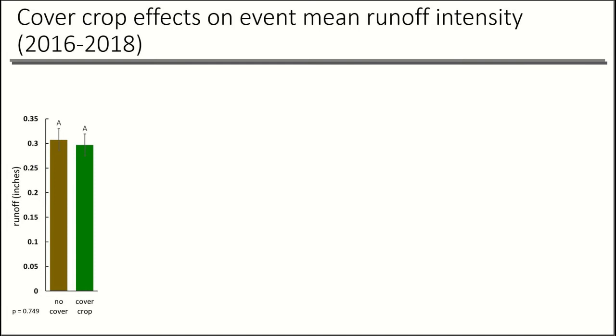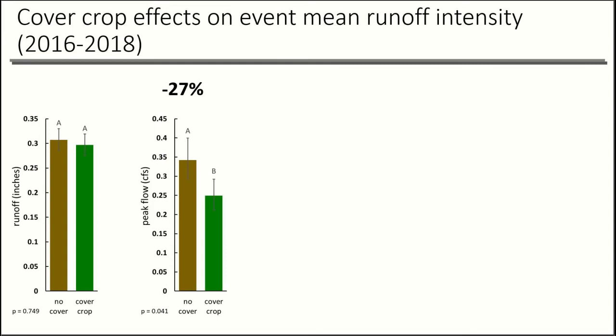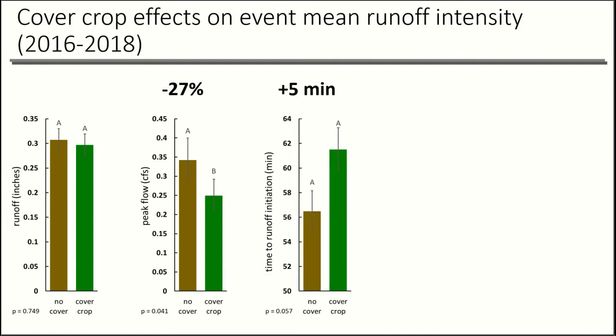But during those same 3 years, we see a substantial impact on runoff intensity, where the cover crop decreased the peak flow rate on average by 27% for each runoff event. We saw a tendency for an increase of about 5 minutes for the time to runoff initiation. This was very close to statistically significant, p-value of 0.057.